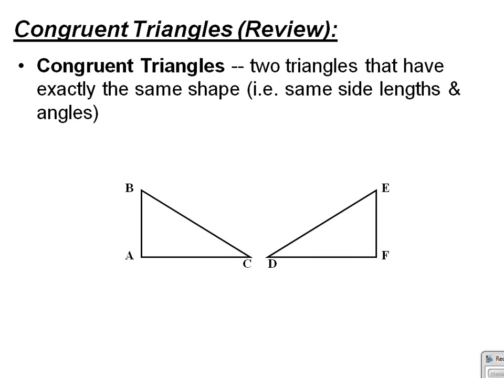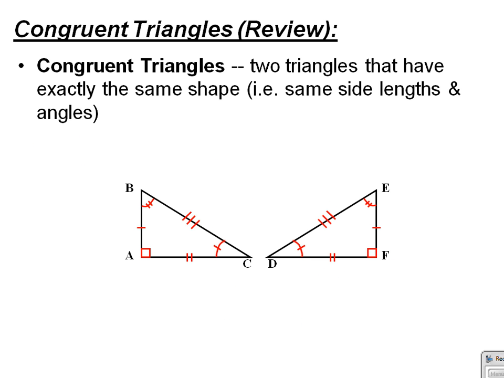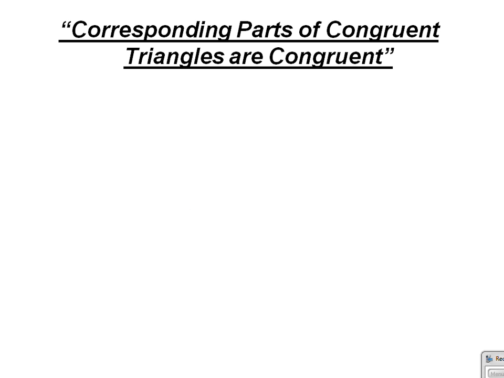If it can be shown that two triangles are congruent, then we can conclude from that that all the corresponding parts, all the sides are congruent, all the angles are congruent. That's going to be the goal of today's lesson. And the goal is summarized in the following phrase: corresponding parts of congruent triangles are congruent.